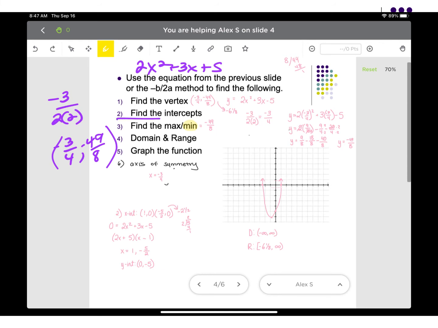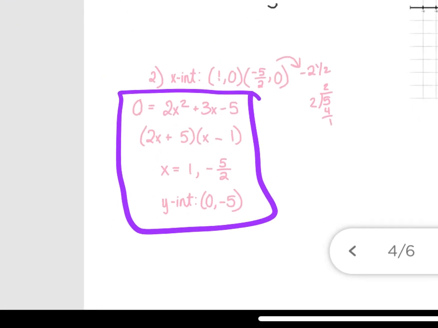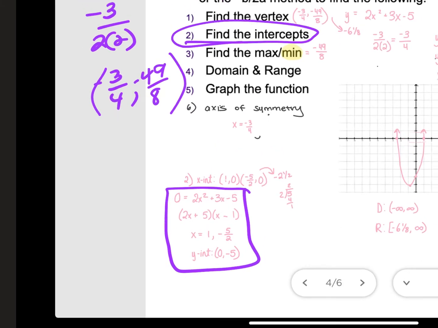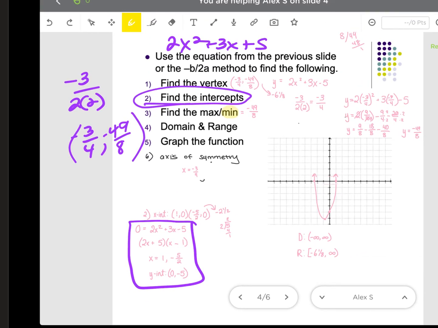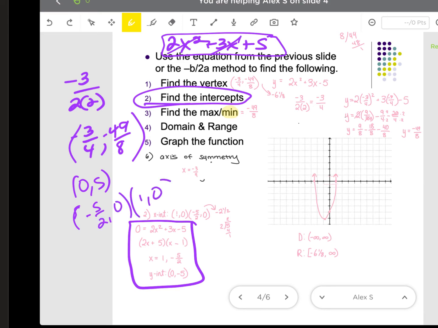Okay, then the intercepts, and this is factorable. If I factored it, which is down here, you should have gotten 2x plus 5 and then x minus 1. It will be factorable. I'm not going to make you do the quadratic formula just yet. And you would have gotten negative 5 halves and positive 1 for your x-intercepts. And then use this equation at the top to get your y-intercept. If x is 0, then y is 5, so the y-intercept is 0, 5. The x-intercepts are negative 5 halves, 0, and 1, 0.